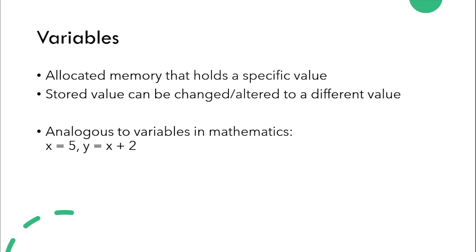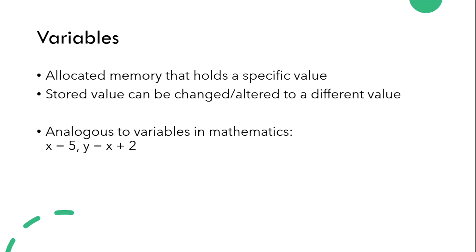From the discussion on memory allocation, we can conclude that variables are allocated memory that holds a particular value. These values can be changed or altered to a different value, although they might or might not have been assigned once. Even if we assign them, we can change them later on. That's why they're called variables.